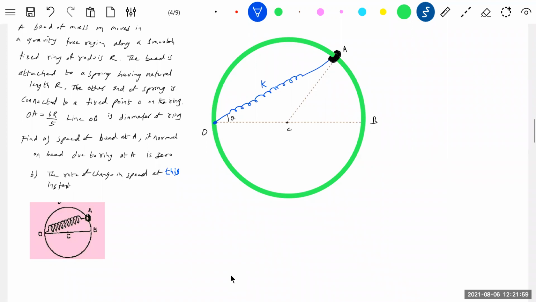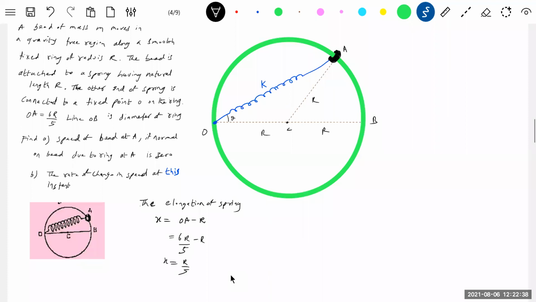Okay, now, so natural length of spring is r. What is the length OA? OA is given 6r by 5. And the radius of the ring is r. So can we calculate what is the elongation in the spring? The elongation of the spring should be x equal to OA minus r. OA is 6r by 5, minus r, so x is r by 5.